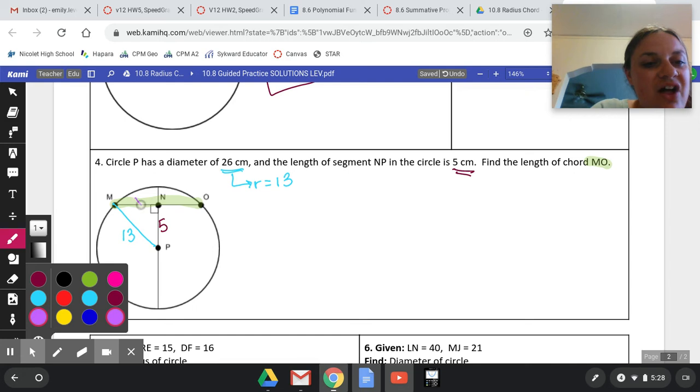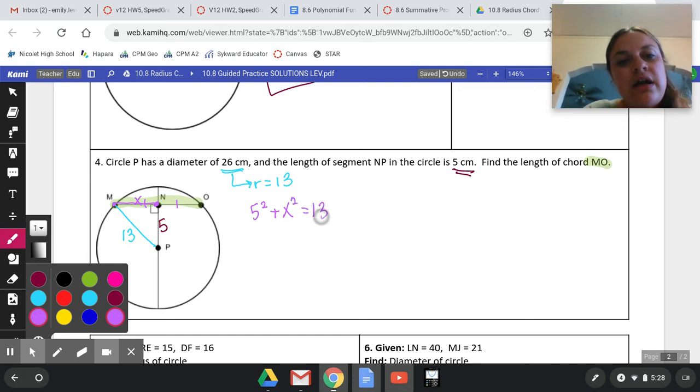Okay, so now I'm not quite at the point where I can solve for MO. I am going to label X as just MN, just this portion right here, because I know that that length and the length next to it, the NO, are congruent. So if I find X, then I can multiply it by 2 and get my final answer. So let's set up the Pythagorean theorem here. 5 squared plus X squared is equal to 13 squared.